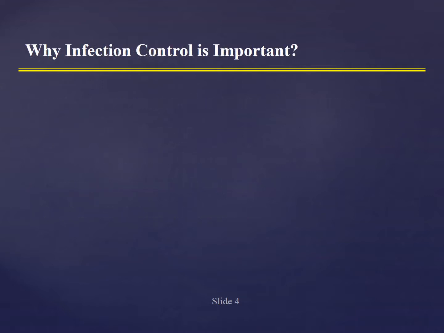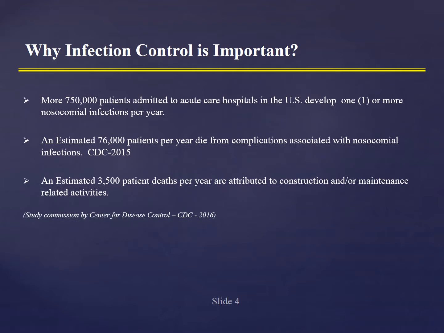So why is infection control important? Recent data from 2015 or 2016 is that 750,000 patients admitted to hospitals acquire infections, and that's just a huge number. It's down from 1.2 million, but still, it's an enormous number. An estimated 76,000 of those patients who get them die, which is still an extraordinary number.